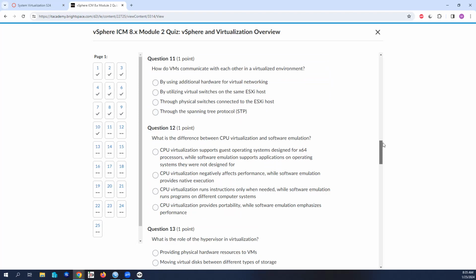Number 11, how do VMs communicate? You can probably search for VMs and communicate to find this one, with each other in a virtualized environment. So this is virtual machines communicating with another virtual machine.